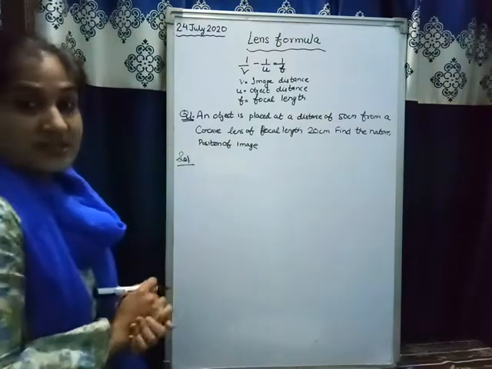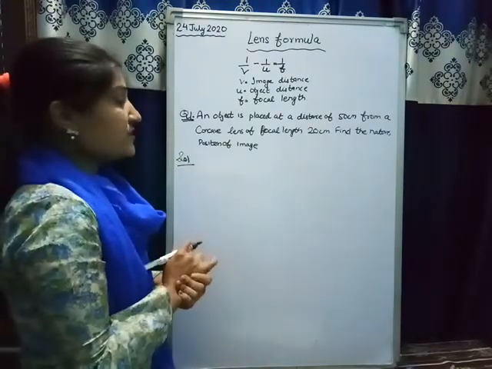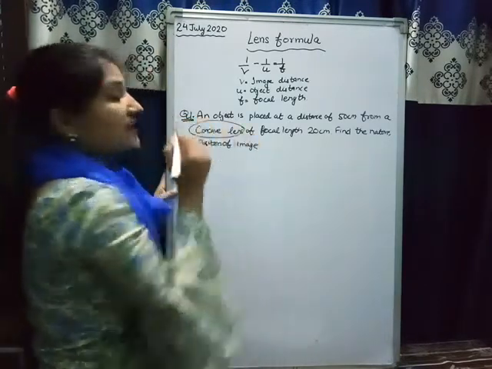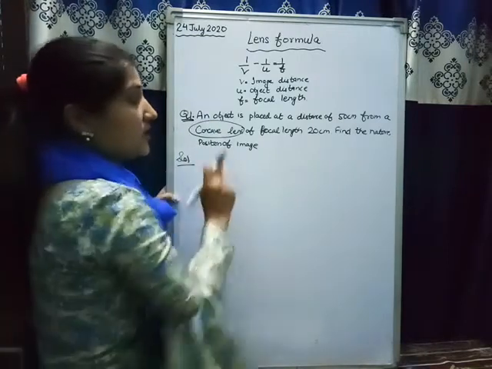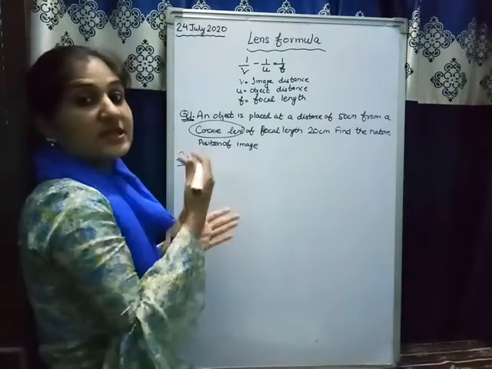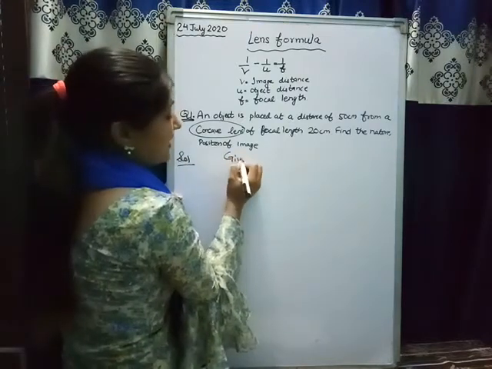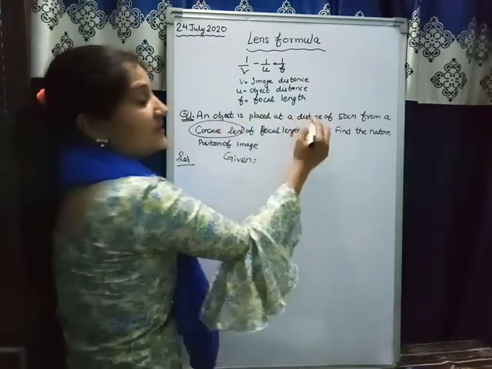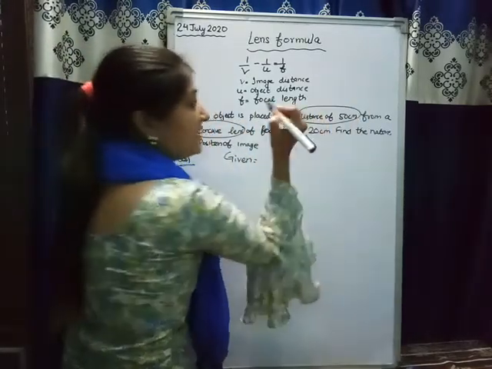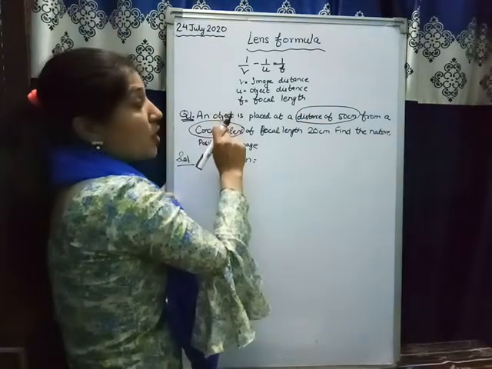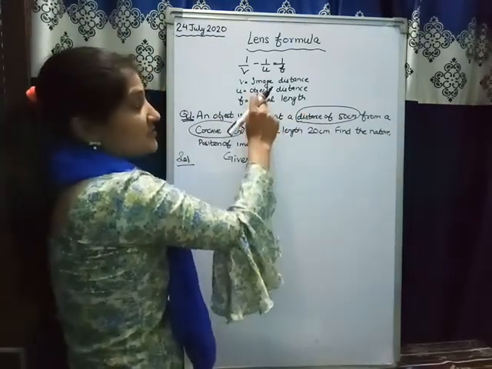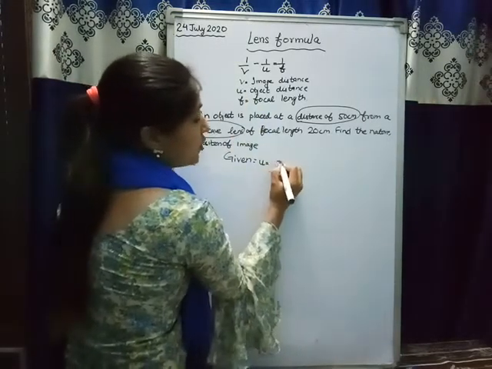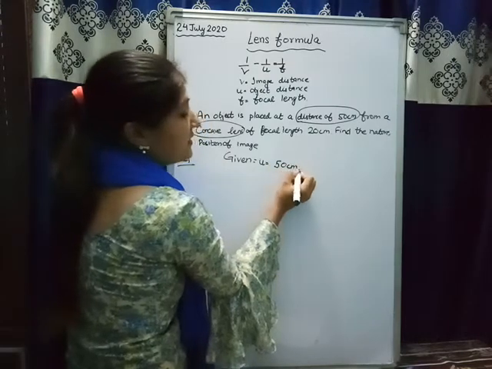So for this, first of all we have to see which type of lens it is. It is a concave lens. Okay, now we will see what is given to us. First of all, we will write what is given. An object is placed at the distance of 50 centimeter. That means this is the object distance, and object distance is U. So we are given U, object distance, 50 centimeter.